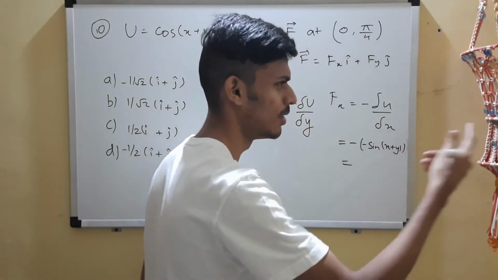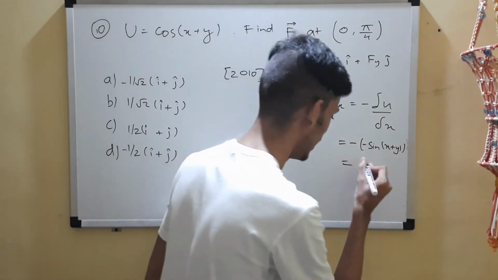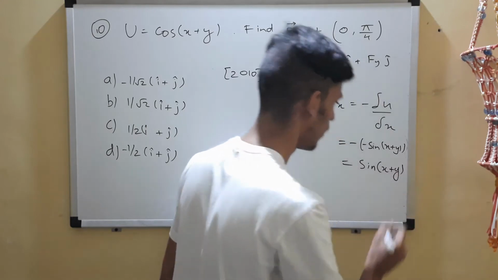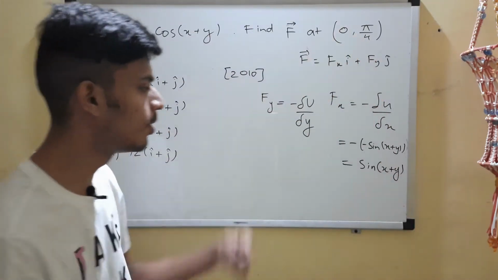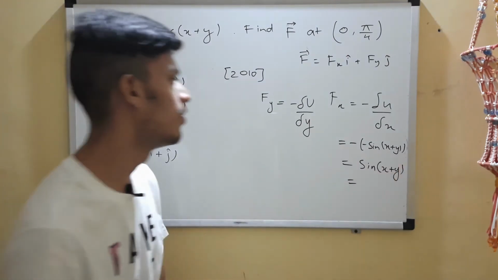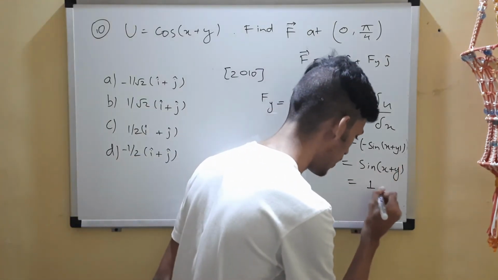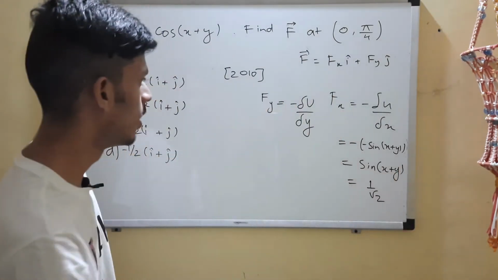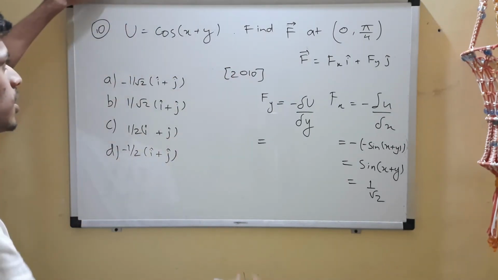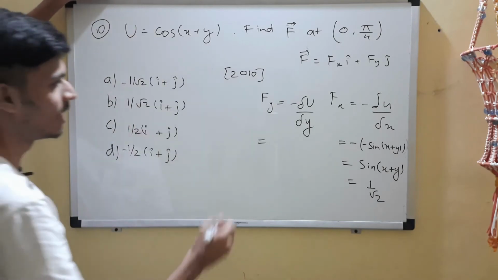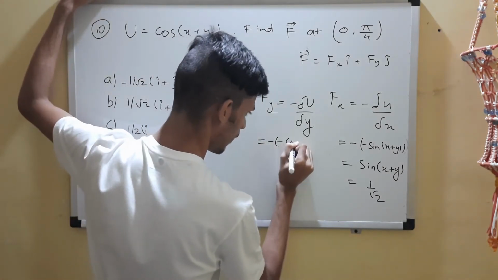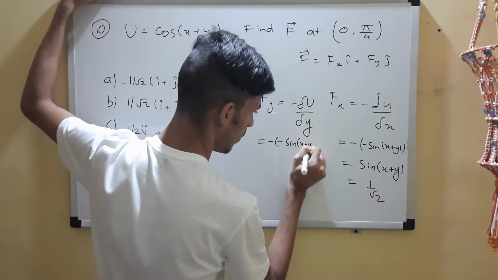So again you have 1 plus 0, into 1, right? So that doesn't matter. You have sine x plus y. Okay, so now substitute this value. So you'll have sine of 0 plus pi by 4, sine of pi by 4, which is 1 by root 2. Now let's do it for fy, the force in y direction. Again, differentiate this, you get the same thing, minus sine x plus y.